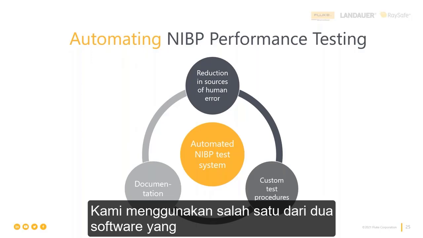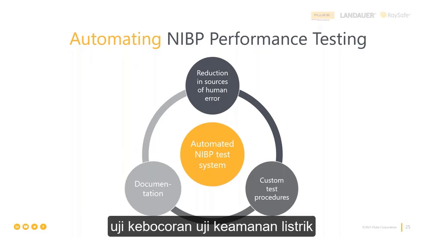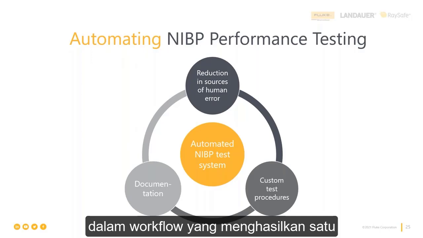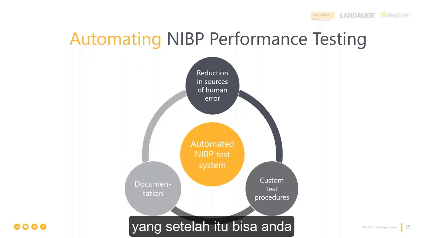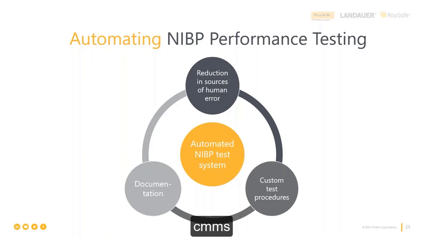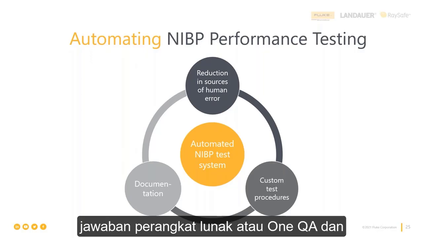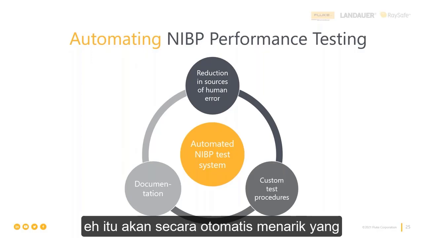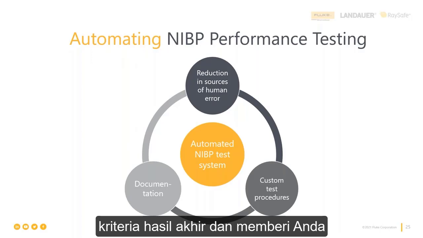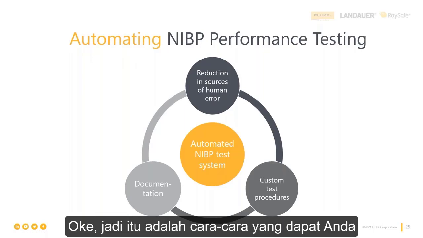If we use either of the two softwares, what we get at the end of the day is the ability to set up the entire workflow: visual inspection, leak test, electrical safety test, accuracy test. All of those things can be set up in a workflow that result in a single complete test report that you can either then save, turn into a PDF, and append to your work assignment from your CMMS, or in some cases, if there's an interoperability between the software, Answer or OneQA, and the CMMS, it will automatically pull in the appropriate criteria and result, and give you the ability to append to that work assignment the pass or the fail with the evidence of the test result report. Okay, so those are ways that you can automate this.